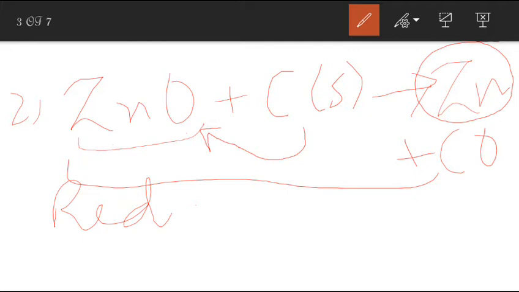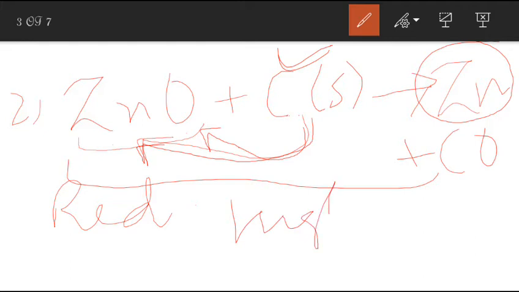It may also be called a displacement reaction, because here carbon takes the position of zinc. Carbon comes in place of zinc because carbon is more reactive than zinc, so it displaces it. So this type of reduction is also called a displacement reaction. This is the process in which zinc carbonate is converted into zinc metal.